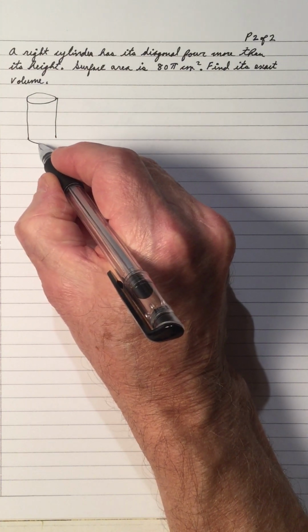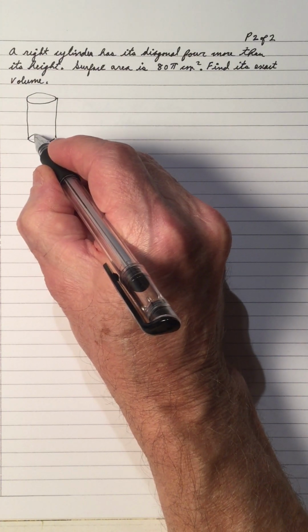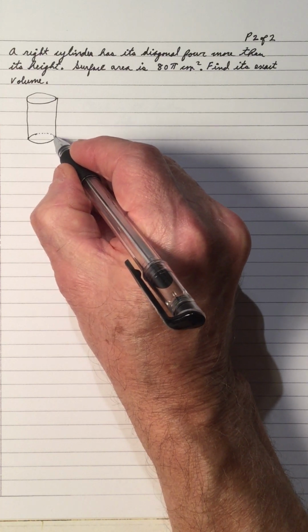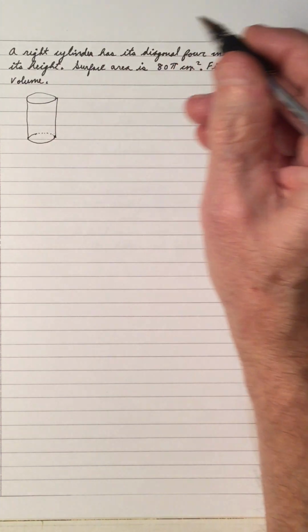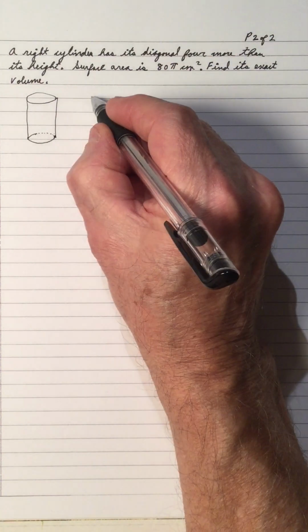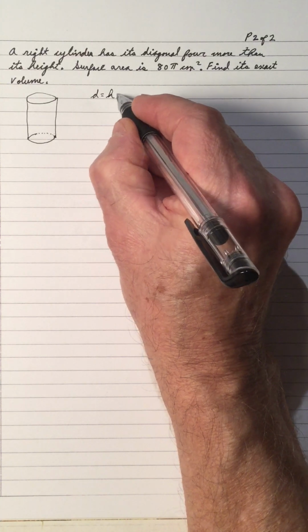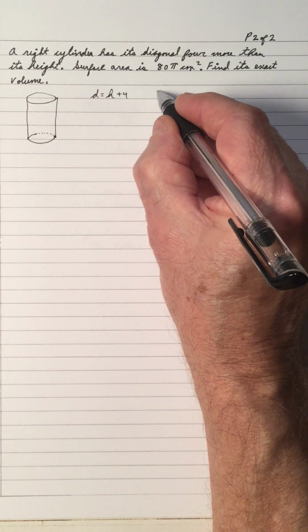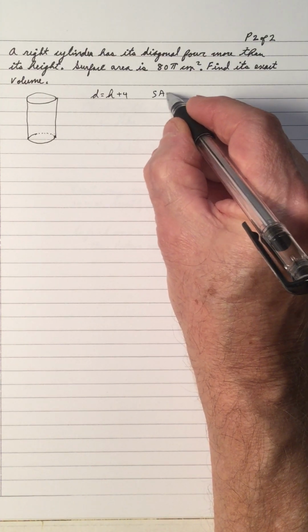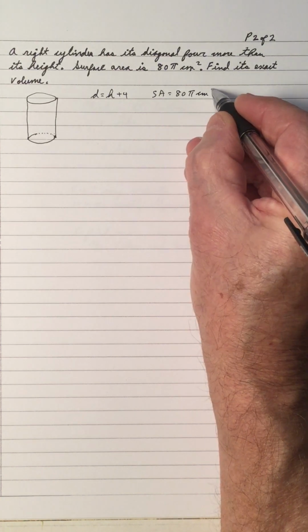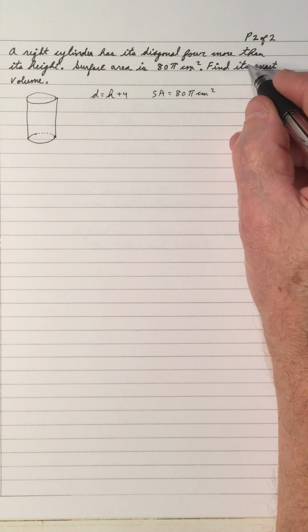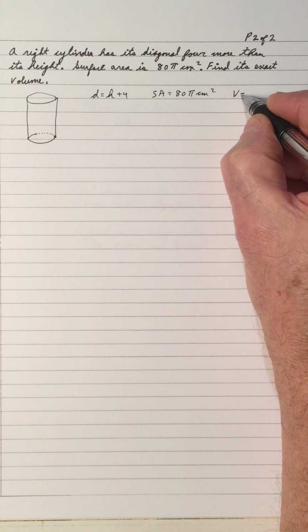Right cylinder means that the height is perpendicular to the base, and there's a right angle. And the diagonal is 4 more than the height, so the height plus 4. The surface area, SA, is 80 pi centimeters squared, and we have to find its volume.